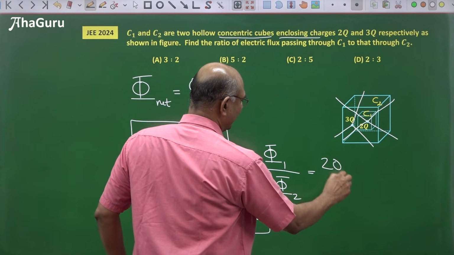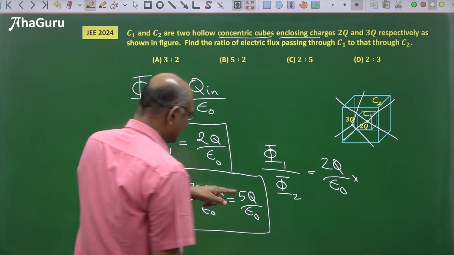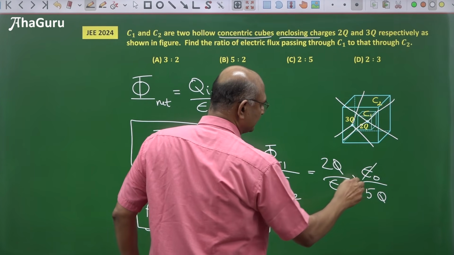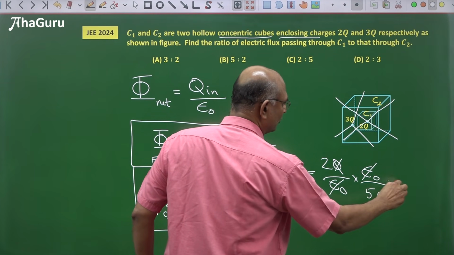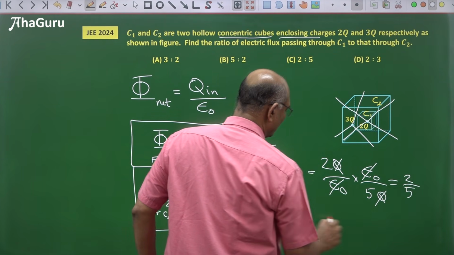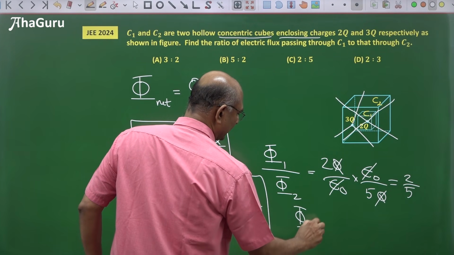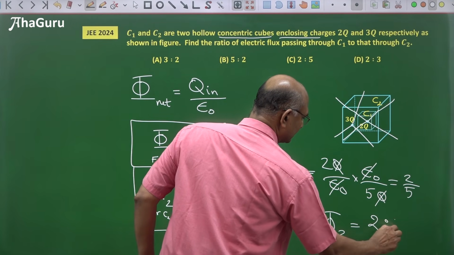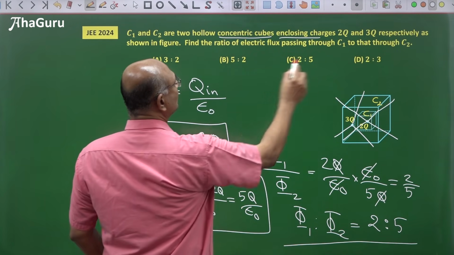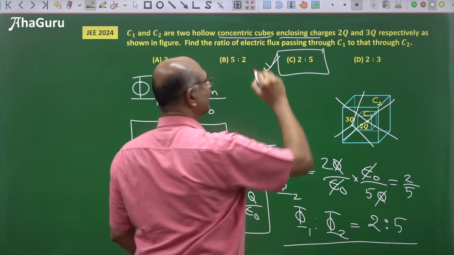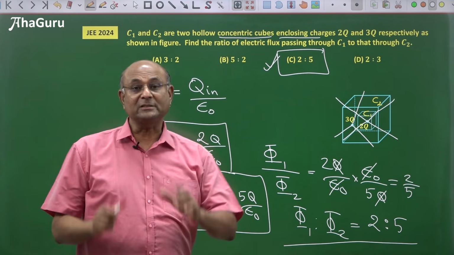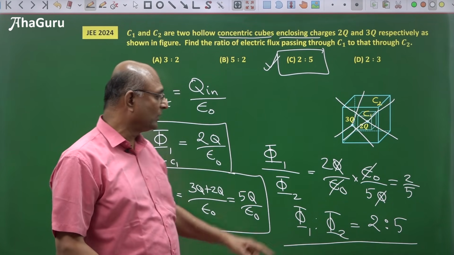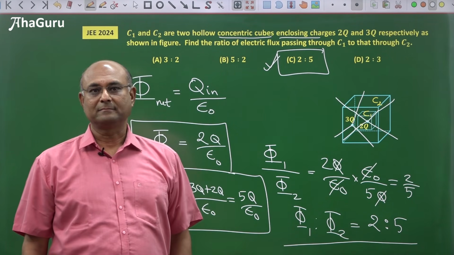So 2q by epsilon naught into the reciprocal, epsilon naught by phi q. Epsilon naught, q will cancel. So 2 by phi, or 2 is to phi. So phi 1 is to phi 2 is 2 is to phi. So that is the answer. 2 is to phi is this option here. Okay. So the answer to this question is 2 is to phi. The flux through C1 is to the flux through C2 is 2:5.